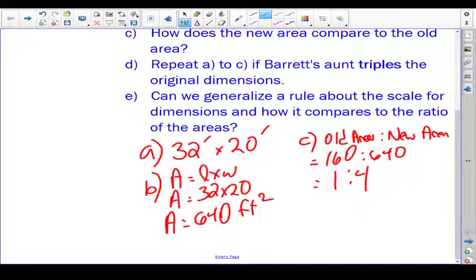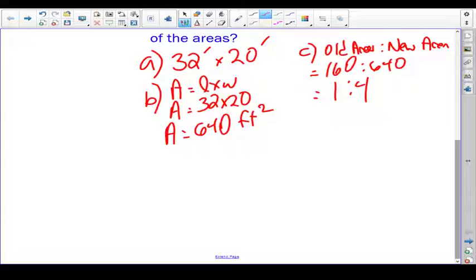We're going to repeat parts A to C using the idea that Barrett's aunt doesn't double the dimensions of the garden, but she triples the dimensions of the garden. We're going to repeat parts A to C in part D, but instead of doubling, we are tripling. Okay?